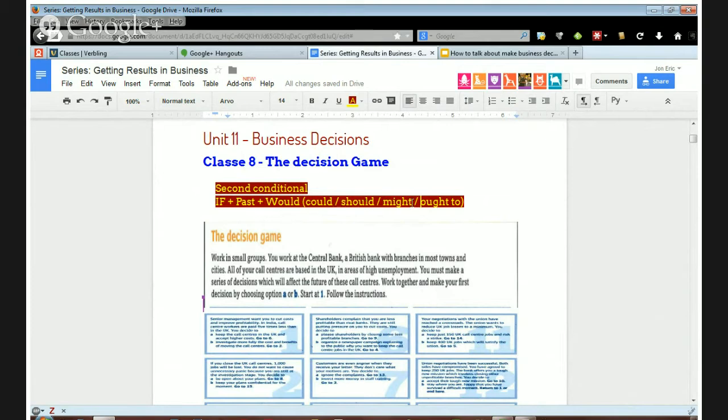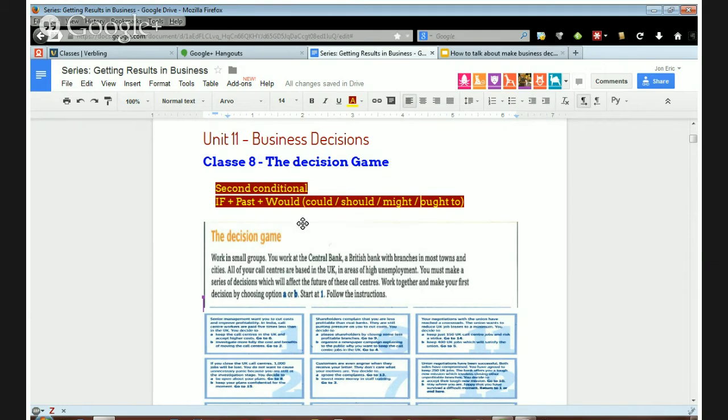So Yuki, you said, if we keep the call centers in the UK, or sorry, if we don't keep the call centers in the UK, it would have a deep impact on the future of the company and on the workers themselves. They're going to lose their jobs. It would have a serious effect. If you could move your call center to India, it would cut the cost. Exactly. It would cut the cost.